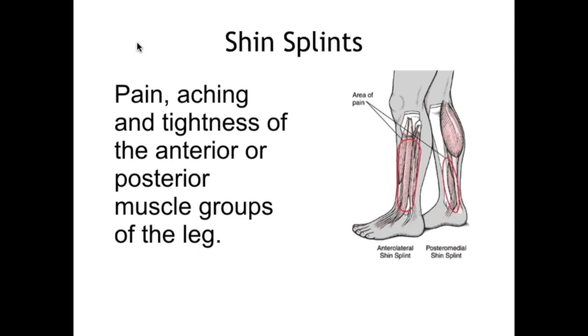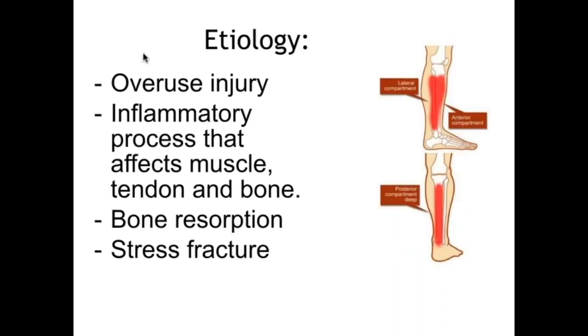Now, shin splints. Some of you have had these. You've treated patients with these. You're going to see them. It's pain, aching, and tightness in the anterior group or posterior muscle groups of your leg, all right? So what happens here is it's an overuse injury, and it's an inflammation that's going to affect the muscle, tendon, and the bone if it's bad enough. If that stays there long enough, the bone is going to start to resorb, and then you can get stress fractures. This is a typical progression of somebody who's under allopathic care.